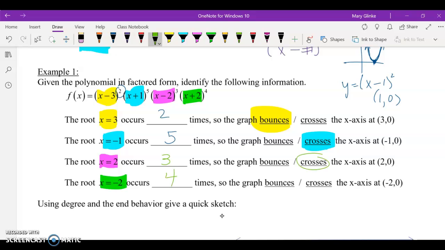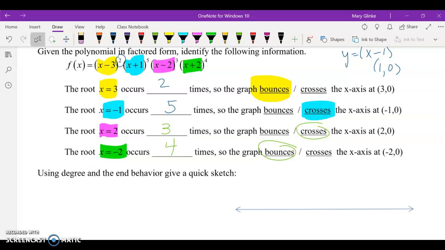So x equals 2 happens 3 times, therefore we're going to cross. X equals -2 happens 4 times, so therefore our graph is going to bounce. So we're going to go ahead and give this a rough sketch then.